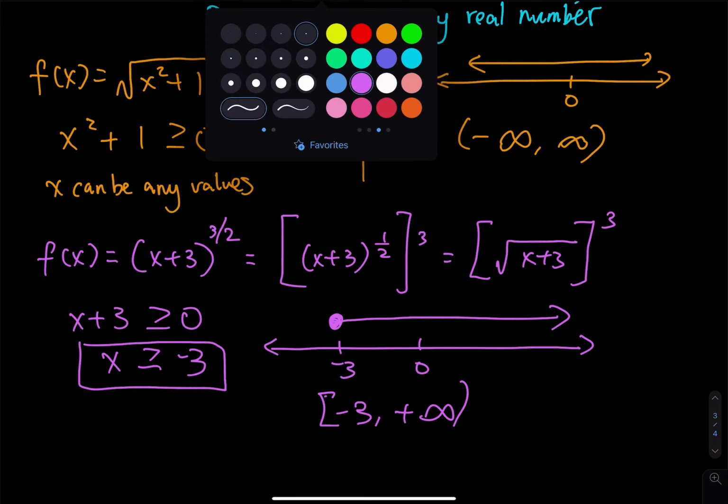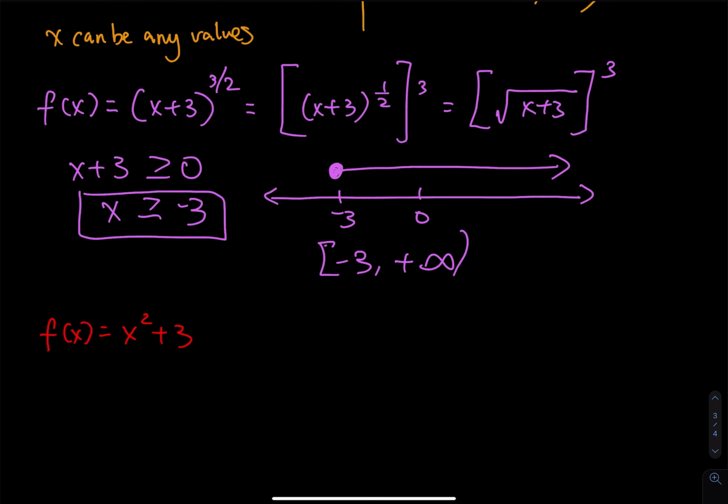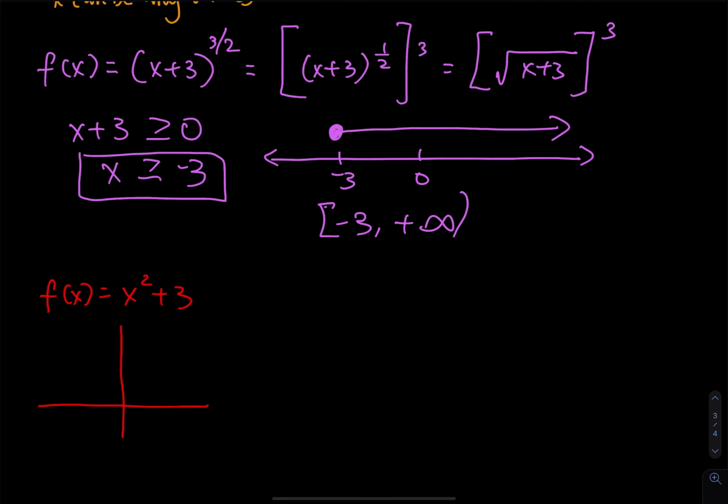Last one. The last one is f of x equals x squared plus 3. Are there any restrictions? I don't think so. You square a number, you add 3 to it, you can always get an output, right? So this one, if you think about the graph, it is a parabola shifted 3 units up right here. So x can be any value you want, right? So x can be any real number.